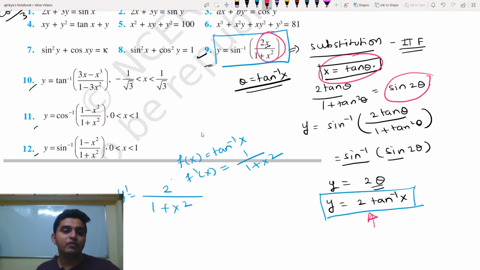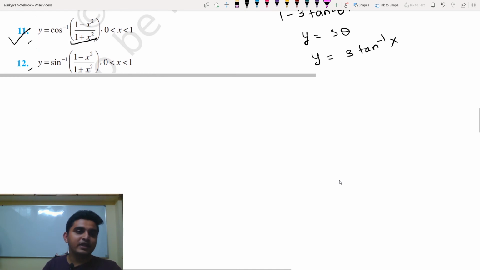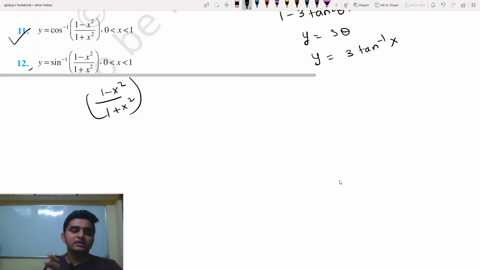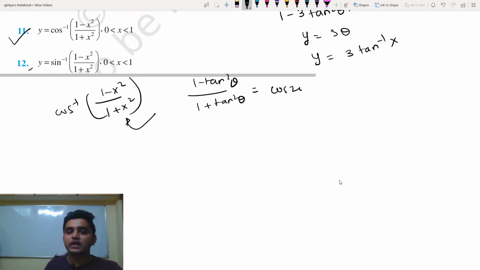In the same way, we are going to see the different substitutions in questions number 10, 11, 12 in this particular exercise. So I'll just try to rub this off. In case of the 11th question, 1 minus x square upon 1 plus x square is the inside function of cos inverse, right? So we want to eliminate this total function, and we know that 1 minus tan square theta upon 1 plus tan square theta is nothing but cos of 2 theta, isn't it?